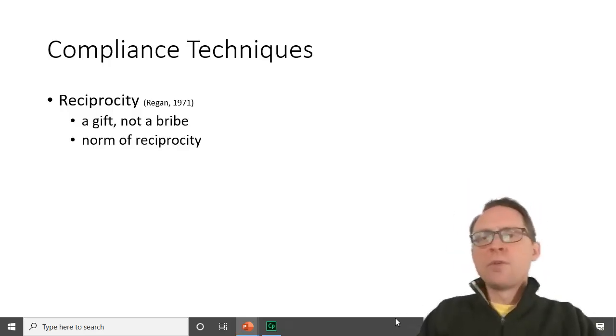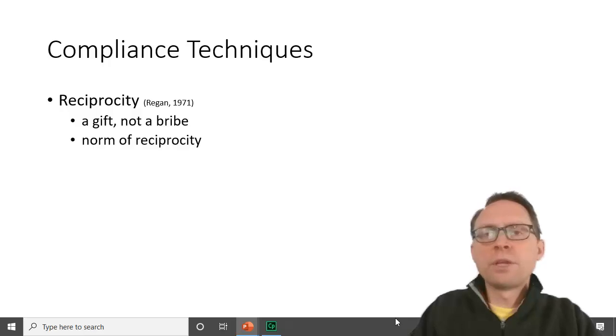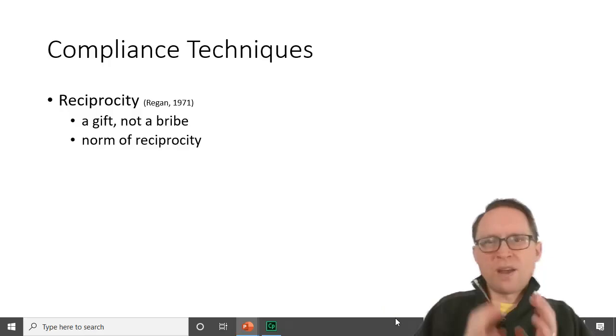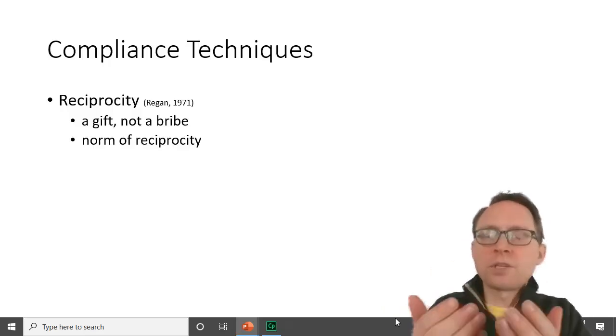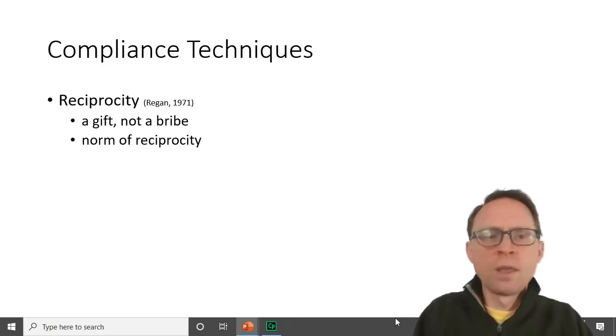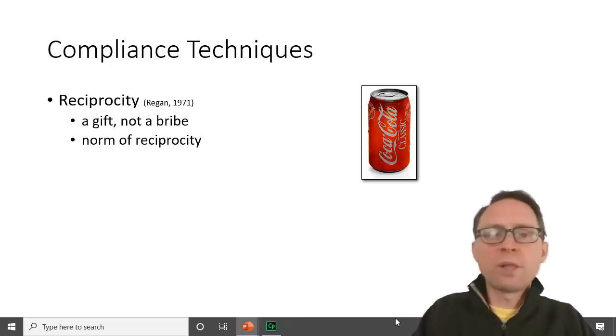We as humans have a really strong norm of reciprocity. Have you ever noticed this? You might have gotten a gift from somebody you didn't expect to get a gift from, and you don't like it because, oh, now I feel like I have to give you a gift. That's the norm of reciprocity. When somebody does something nice for us, we feel like we should do something nice for them. And this can work really well as a compliance technique.